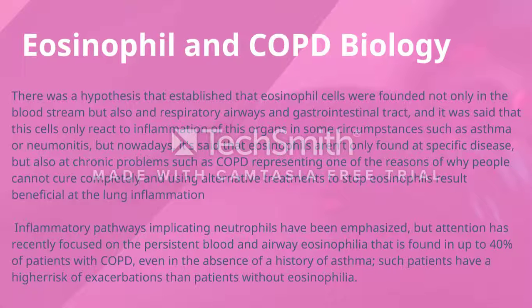In some circumstances such as asthma or pneumonitis, but nowadays it's said that eosinophils are not only found in the specific disease, but also in chronic problems such as COPD, representing one of the reasons why people cannot be cured completely, and using alternative treatments to stop eosinophils results beneficial for lung inflammation. Inflammatory pathways implicating neutrophils have been emphasized, but attention has recently focused on the persistent blood and airway eosinophilia that is found in up to 40% of patients with COPD.